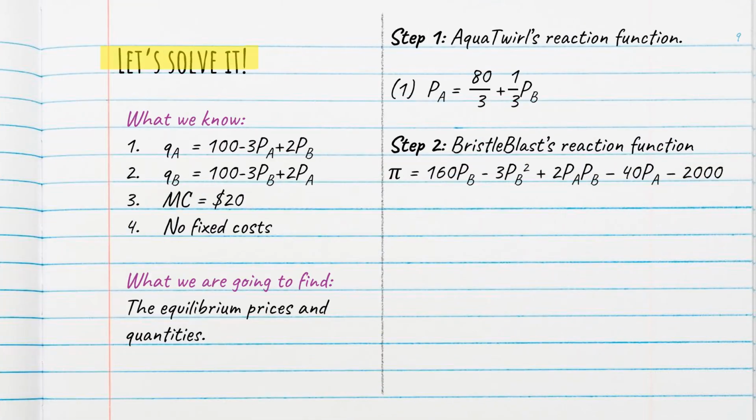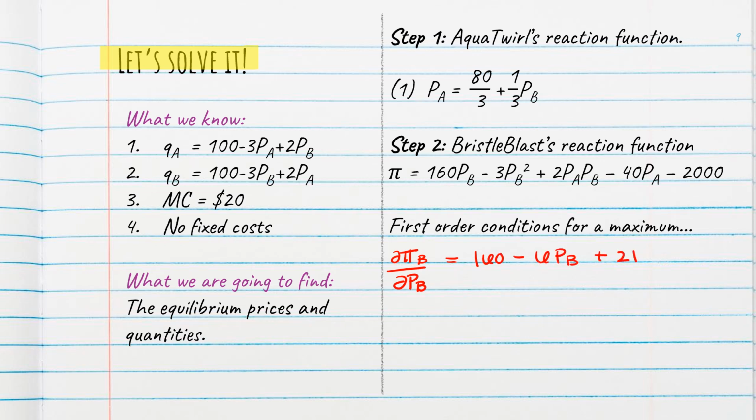Our goal is to find Bristleblast's reaction function. So again, we need those first order conditions for a maximum. In this case, we're going to take the partial derivative of Bristleblast profit with respect to what they control, their own price, and set it equal to 0. So we end up with 160 minus 6PB plus 2PA is equal to 0. So that must be true to be at a maximum, and from this first order condition, we can solve for PB, the reaction function. Just like before, this is not going to be a number. Instead, it's going to be a function that tells us how Bristleblast's price optimally depends on Aquatrol's price.